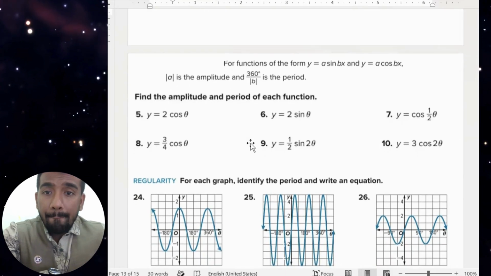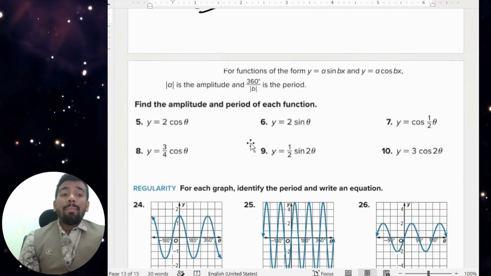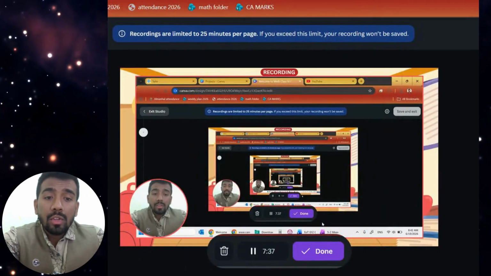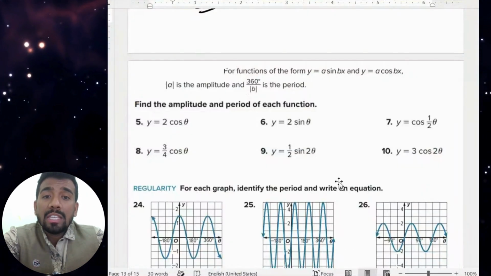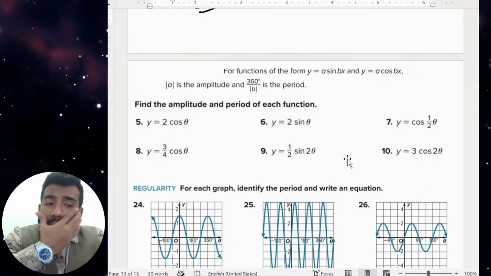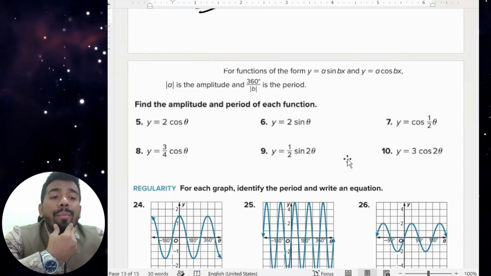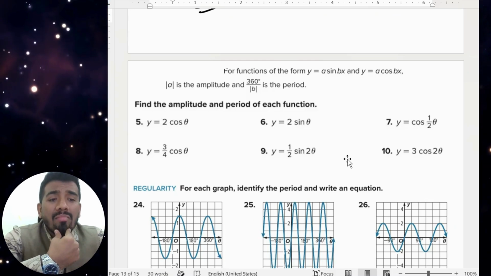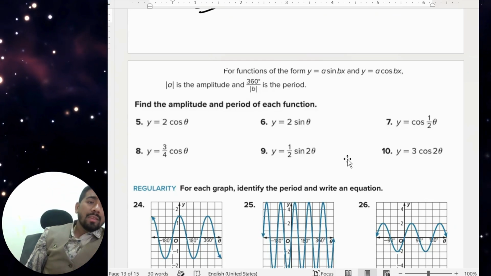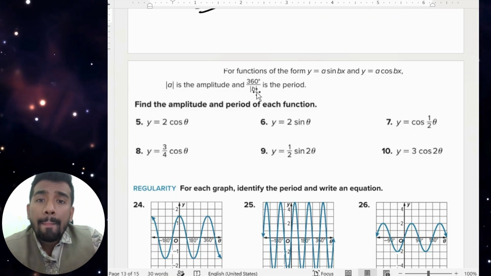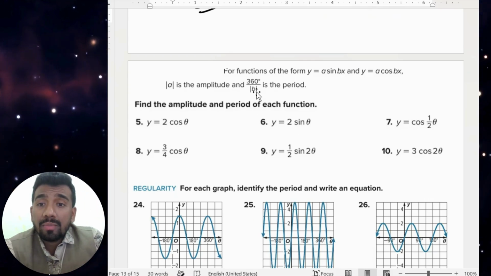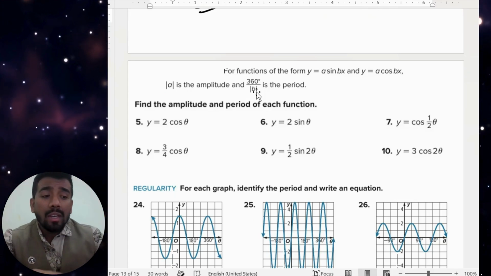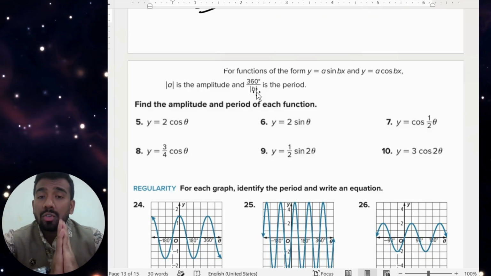Now here. Find the amplitude and the period of each function. Now to find amplitude and period of each function, how many minutes? 7. We have more, how many? 18 minutes. Let's take 15. Okay. So before 9. Okay. Now let's go to this question. Ignore what I just said. I was just counting how much time we need to finish this. Okay, let's go to this question.